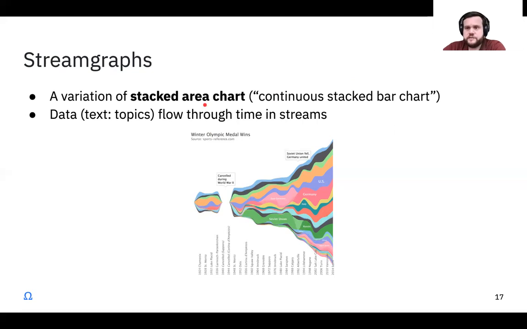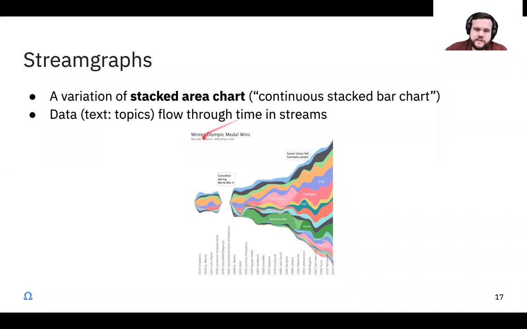I don't think stacked area charts themselves are that useful, honestly. So that's why we haven't really covered them. But stream graphs are a somewhat optimized version of a stacked area chart, which is indeed popular. So we're going to cover that one. And our data, which in text are various topics, so we're going to have some volume of data on a certain topic that will flow through time in streams.